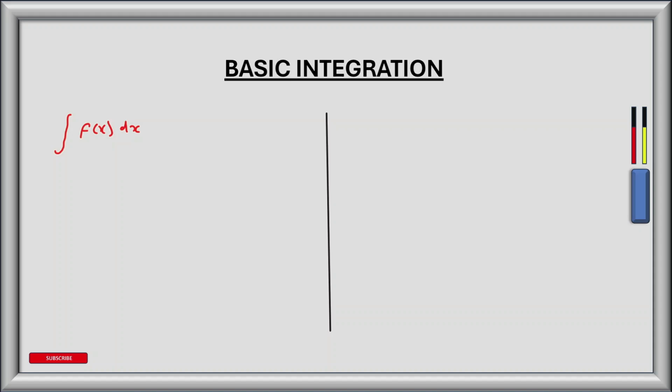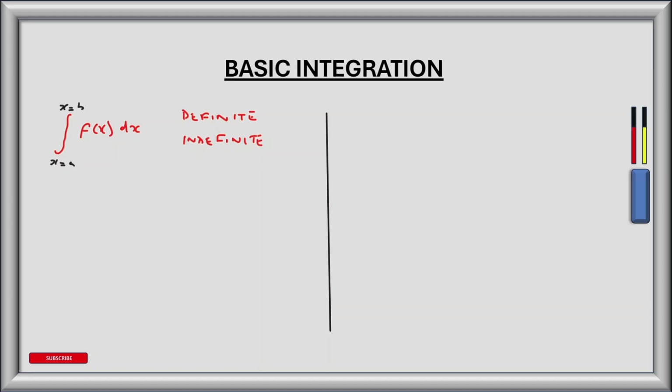A definite integral is when we integrate between 2 points on the x-axis. So we integrate from x is equal to a to x is equal to b. This is a definite integral. If we're integrating without these points, then it's known as an indefinite integral. When we're using a definite integral to calculate an area under a curve, we're calculating the area between these 2 points a and b.